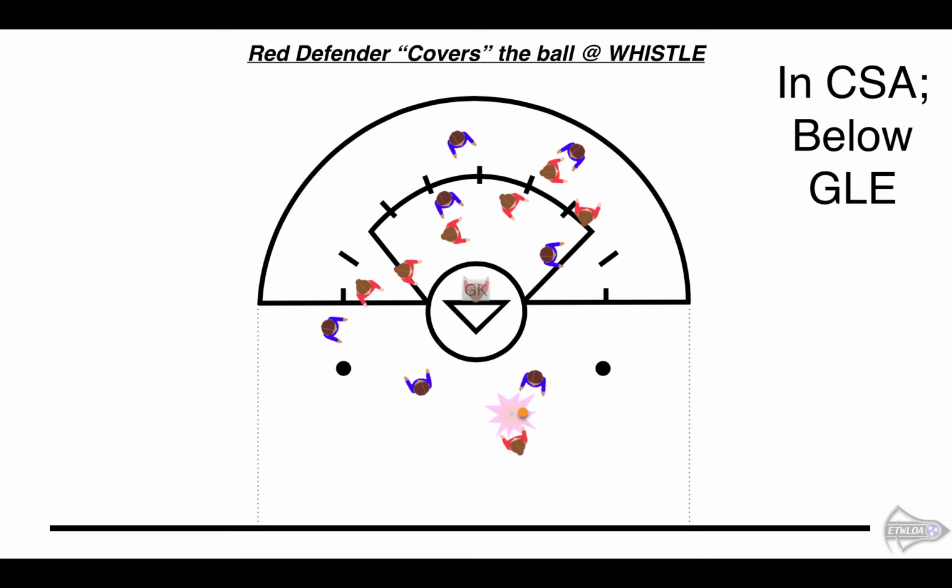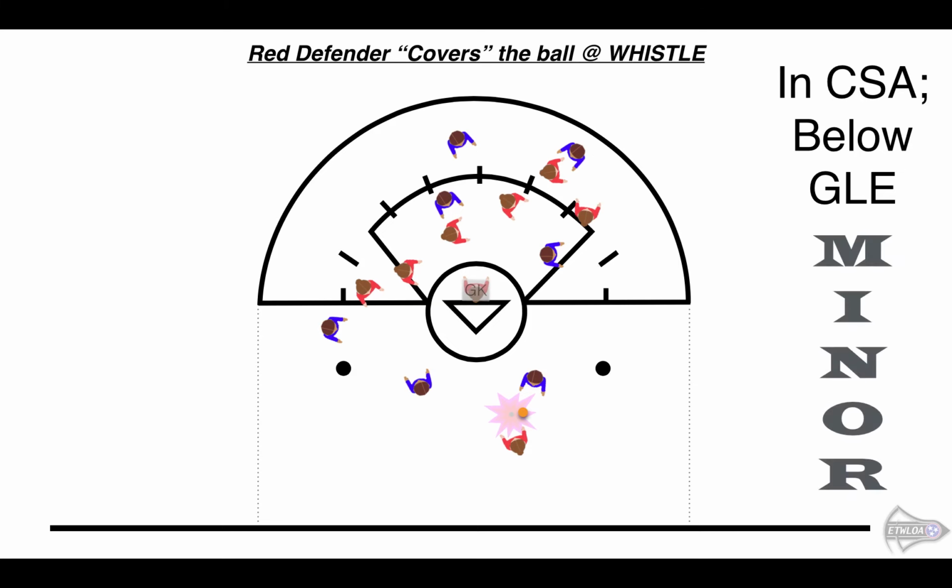In this scenario, we've got the red defender covering the ball. Since the blue player is in proximity to play the ball and is making an attempt and in position to attempt to play the ball, this cover is called. We're below the goal line extended in the CSA.